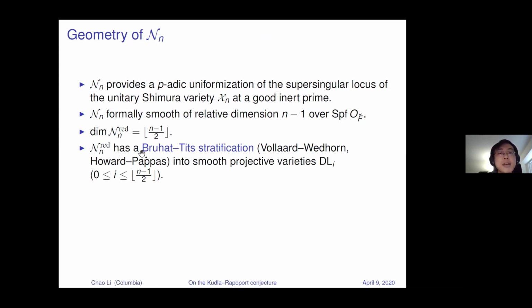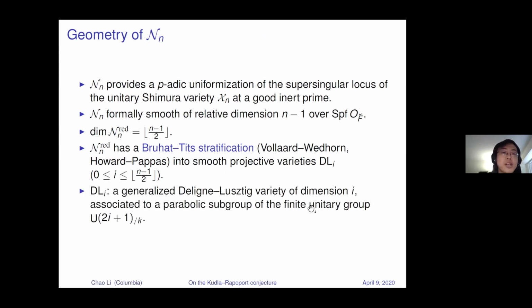Namely, this reduced subscheme has a so-called Bruhat-Tits stratification into certain smooth projective varieties of dimension from 0 to the top dimension (n-1)/2. Each of these strata looks pretty concrete. It's a generalized Deligne-Lusztig variety of dimension i associated to a parabolic subgroup of a finite unitary group in 2i+1 variables. These strata intersect in a very intricate way, mimicking the Bruhat-Tits building of the p-adic unitary group.